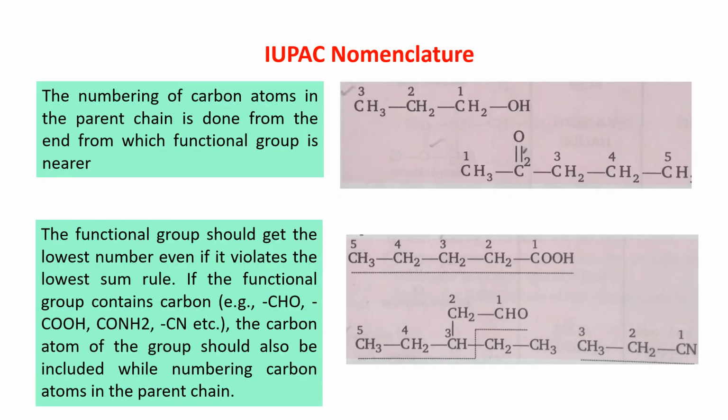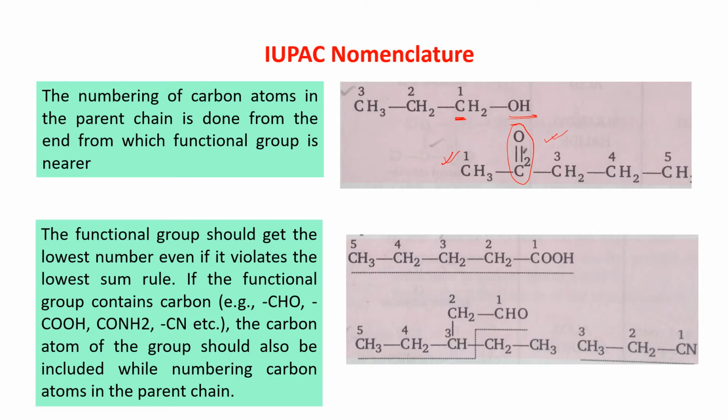Now the numbering of carbon atoms in the parent chain is done from the end from which the functional group is nearer. See, this one OH is present, so this carbon is getting number 1. Now here C double bond O is the functional group. So this carbon atom is getting number 1. 1, 2, 3, 4, 5.